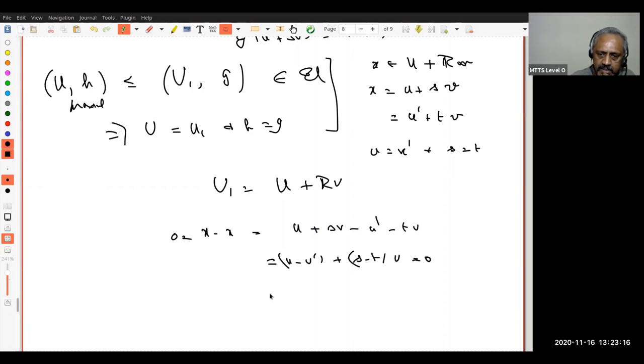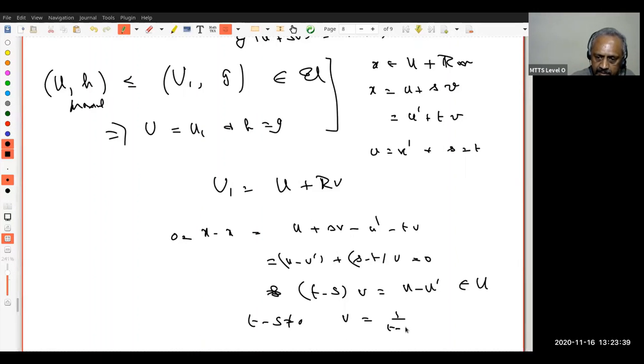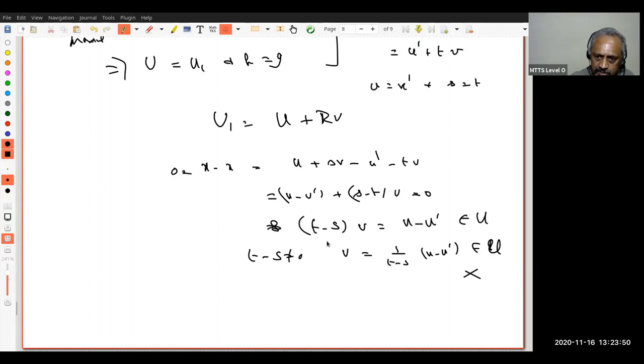Okay, this is 0. That means (T minus S) times V must be equal to U minus U dash. But U minus U dash is in U. If T minus S is not equal to 0, that means V equals 1 by (T minus S) times (U minus U dash). That is, V belongs to U, a contradiction. Okay, this is not possible. You understand? Therefore, T minus S must be 0. That is, T must be equal to S. Do you follow that? Therefore, T equals S.